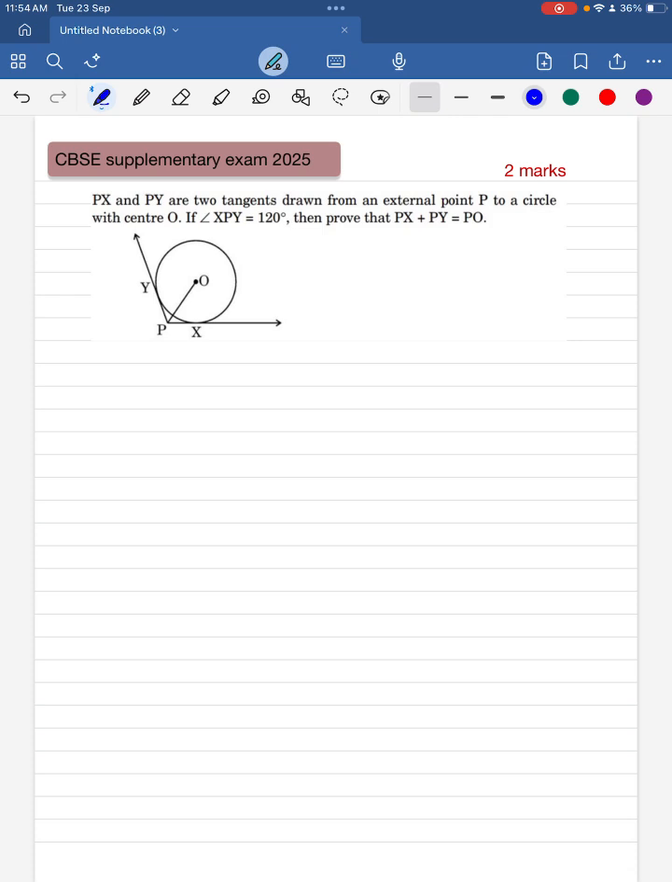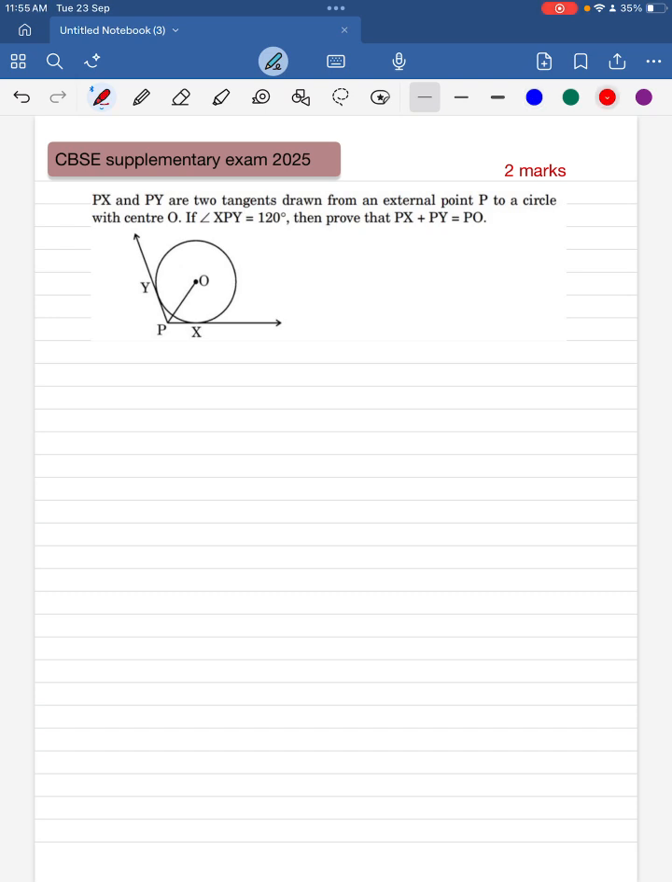In this video, I'll be doing a 2 marks question from the CBSE Supplementary Exam 2025. Let's look at the question. PX and PY are two tangents drawn from an external point P to a circle with center O. If angle XPY is equal to 120 degrees, then prove that PX plus PY is equal to PO.